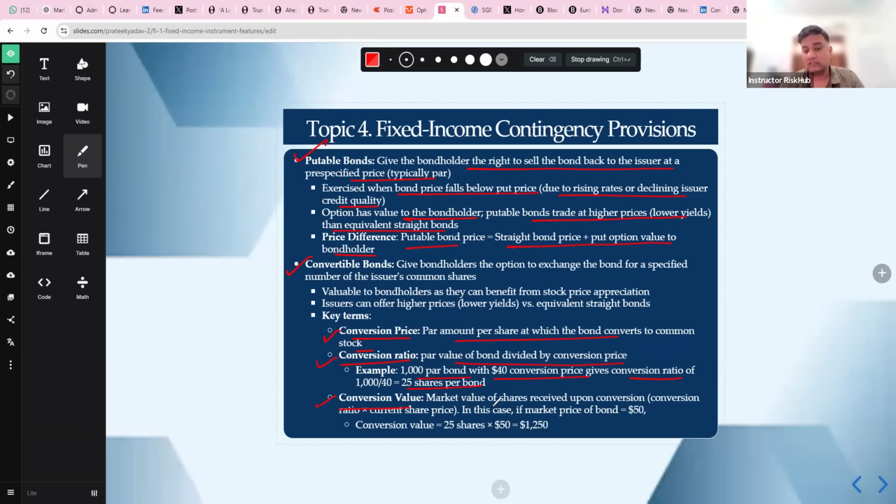Conversion value, right, is the market value of shares received upon conversion. Conversion ratio times current share price. In this formula, if the market price of the share is 50, so 25 times 50, 1250, right?